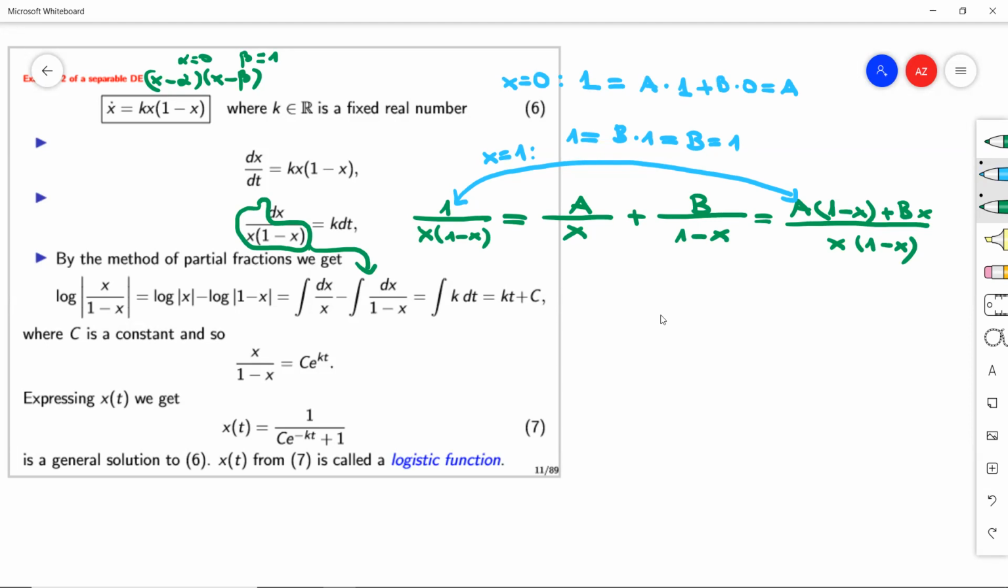Yeah, that means that here it should be plus. And we integrate both of those functions. Once we get logarithm of x, and once we get logarithm of 1 minus x. Let me check again. So A times 1 minus x and Bx. Yeah, this should be correct. We get this. Yeah, so here it should be plus.